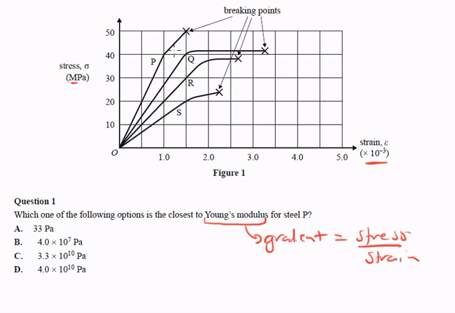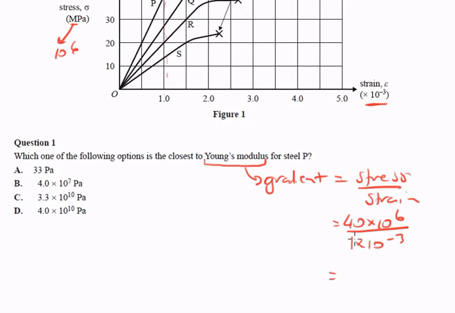And we're looking at material P, so we can look at any point inside this first linear region before it changes, it deviates. So I'm just going to look at this end point here. It's a nice point to look at. So my stress there is 40 by 10 to the 6 over my strain 1 by 10 to the minus 3, which gives me 40 divided by 1 is 40 by 10 to the 9, which equals 4 by 10 to the 10. That's answer D.